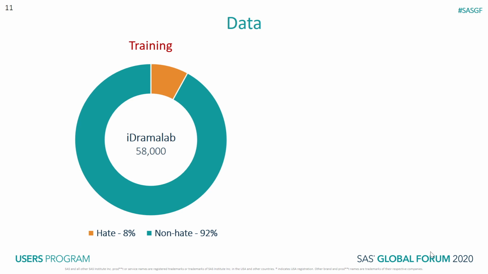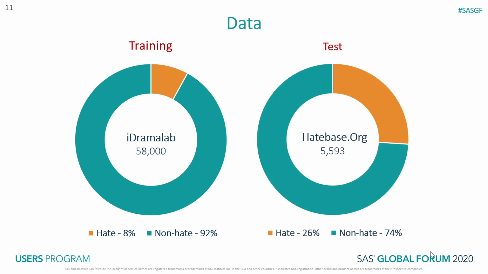Our second dataset was from hatebase.org, which had a total of about 25,000 tweets, which were again filtered to just have hate and normal, which are the ones needed for our analysis. And this was our test dataset or the score dataset.